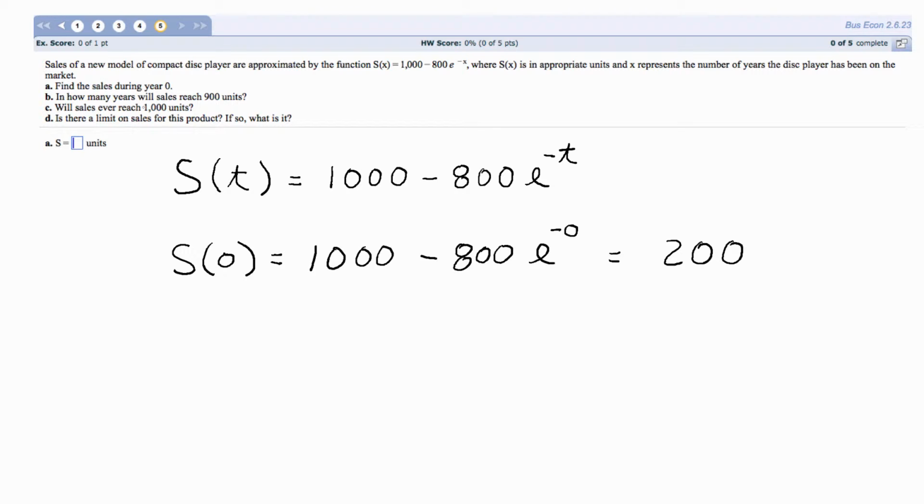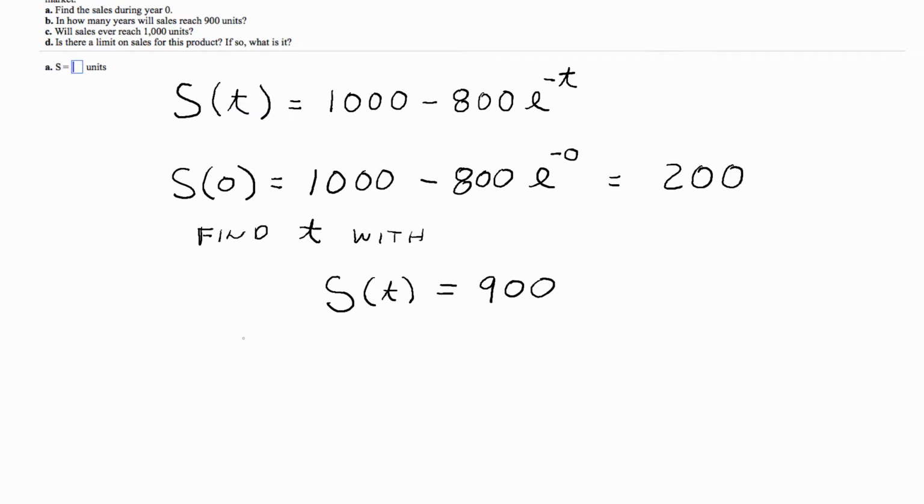Part B. In how many years will sales reach 900 units? So that means we have to write down this question. We're going to find t. We're going to reach 900 units, so we want S of t to reach it, so let's just set it equal to 900. That's the question: translate it into an equation, and we're going to find out what t is.